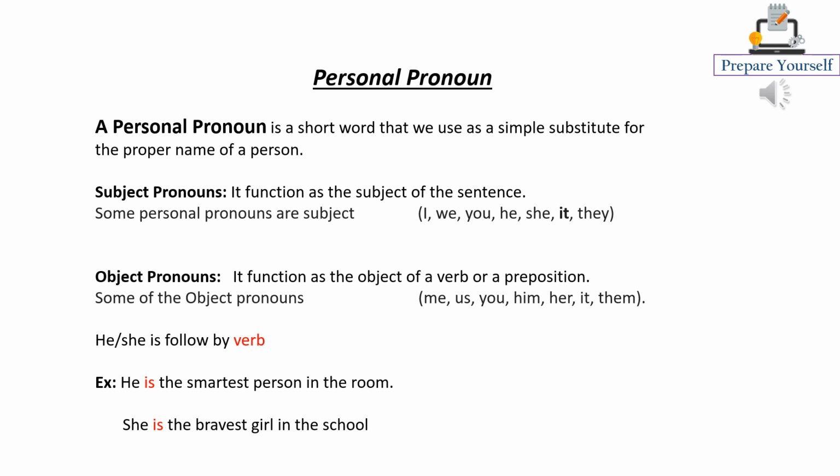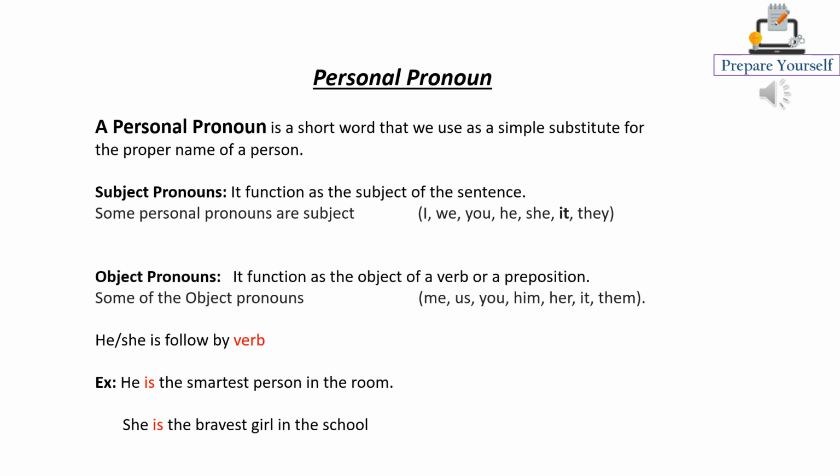There are a few rules in English which we should remember. Let's learn one of the rules. A subject pronoun should be followed by a verb. He is the smartest person in the room. Here he is the subject and is used as a verb. She is the bravest girl in the class. Here she is the subject and verb is the bravest girl in the class.